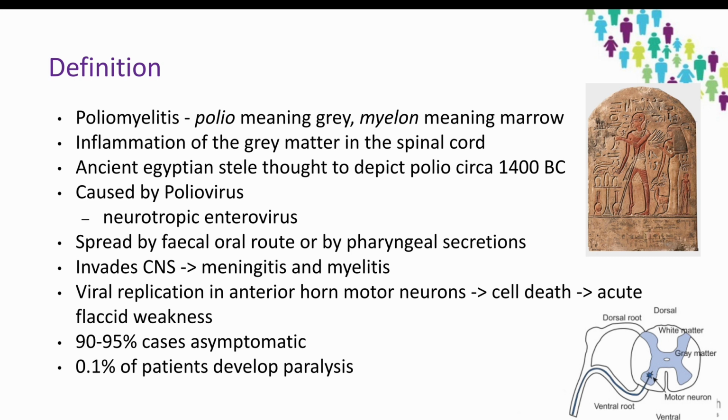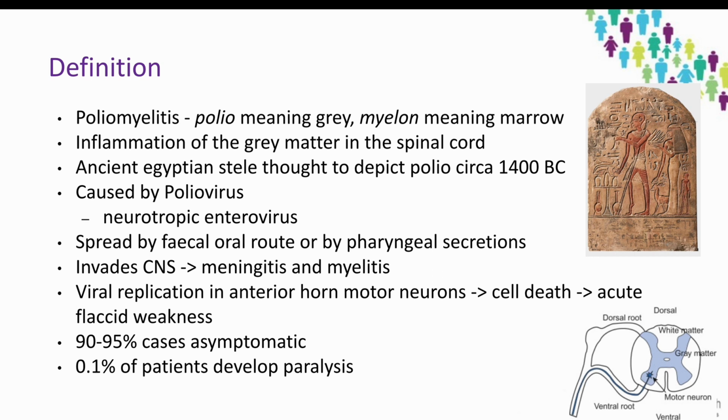Polio is caused by the poliovirus, which is a neurotropic enterovirus. Neurotropic refers to the fact that it affects or has the ability to cause central nervous system disease, and enterovirus meaning it's spread via the gastrointestinal tract. The disease is passed on between individuals by the fecal-oral route or by pharyngeal secretions.